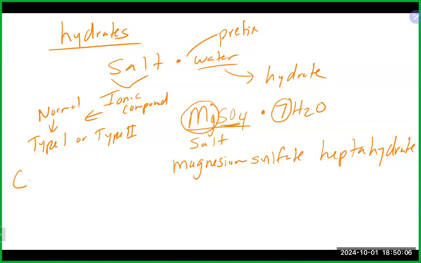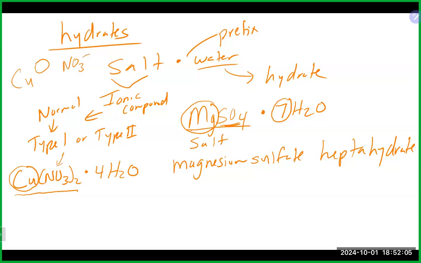If I had CuNO3 2.4H2O, what would the name of this guy be? Take a moment. Let's see. If we look at the salt part, again, we see our metal, which is the most important thing. That is a transition metal. So again, we want to figure out what the charge is on that. That is our polyatomic ion, which is nitrate, and there are 2 of them.